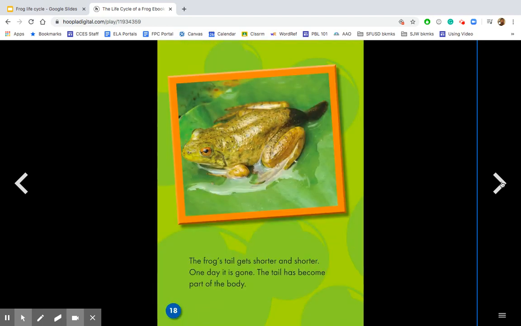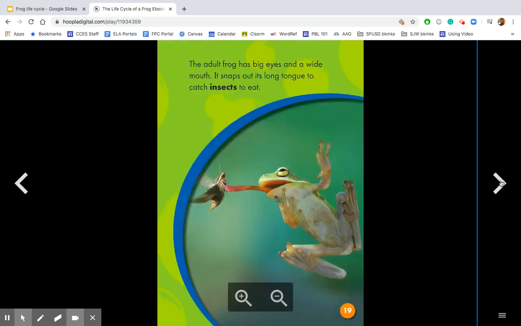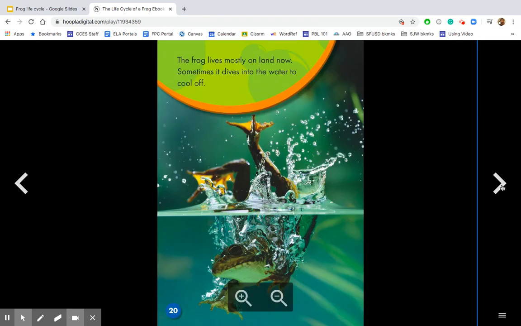The frog's tail gets shorter and shorter. One day it is gone. The tail has become part of the body. The adult frog has big eyes and a wide mouth. It snaps out its long tongue to catch insects to eat. The frog lives mostly on land now. Sometimes it dives into the water to cool off.